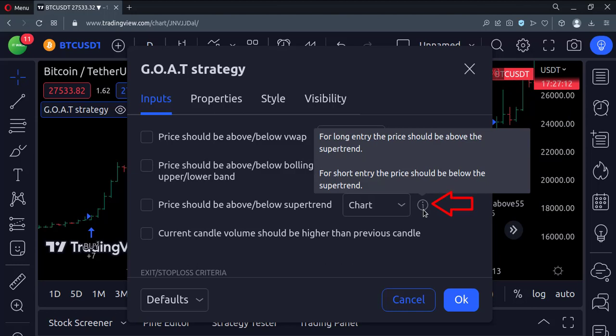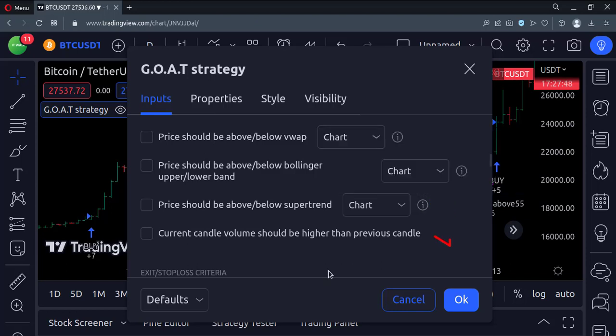Then we have the Super Trend entry input. It says that, for long entry, the price should be above the Super Trend. And for a short entry, the price should be below the Super Trend. And finally, we have the volume option. It says that, if this option is selected, then the current candle's volume should be higher than the previous candle. Then only an entry will be generated on the chart.